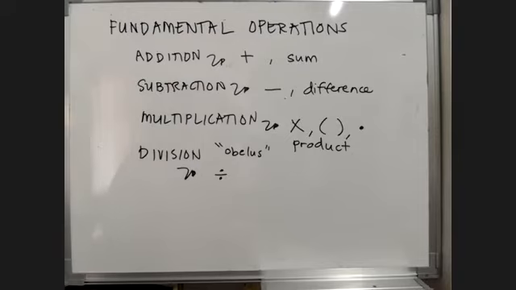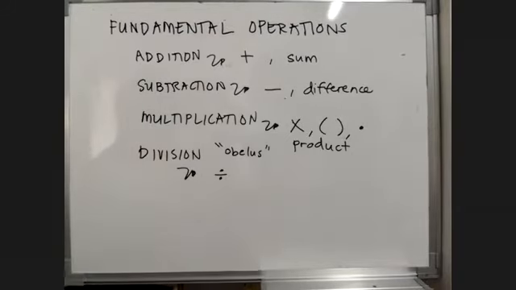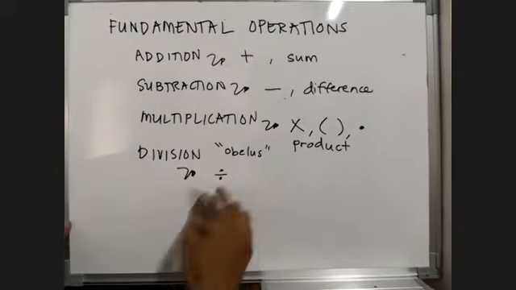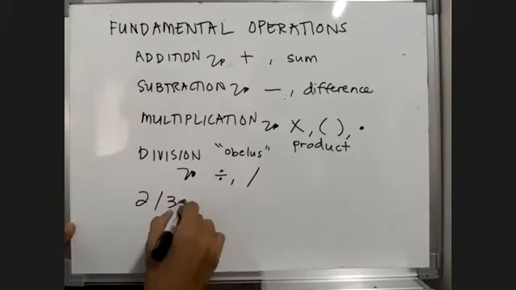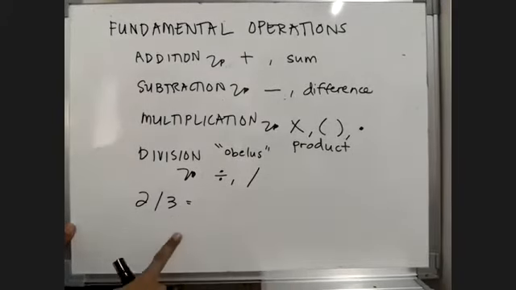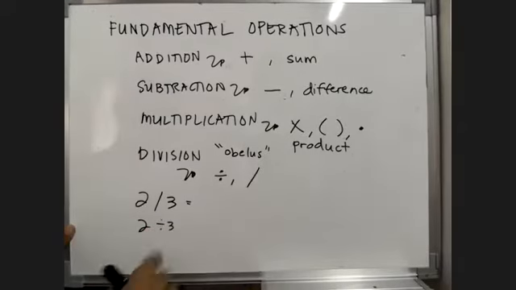Binabasa siya as divide, pero yung tawag sa kanya is obelus. So yan, pwede natin gamitin yung symbol. We also have yung slash. So for example, 2/3, ibig sabihin niya 2 divided by 3. 2 divided by 3, ganyan siya.